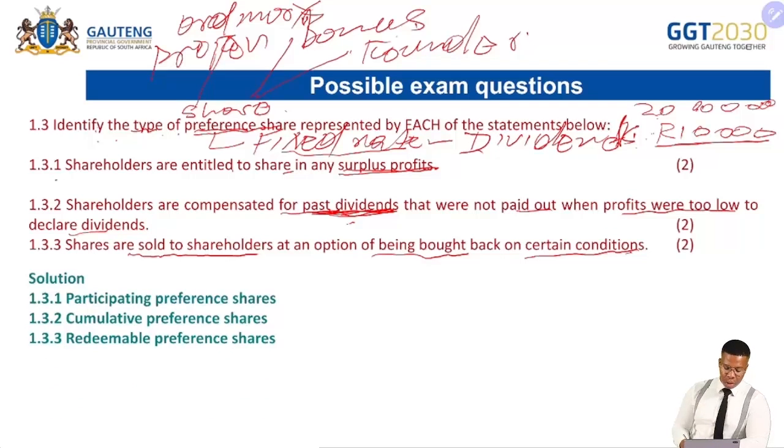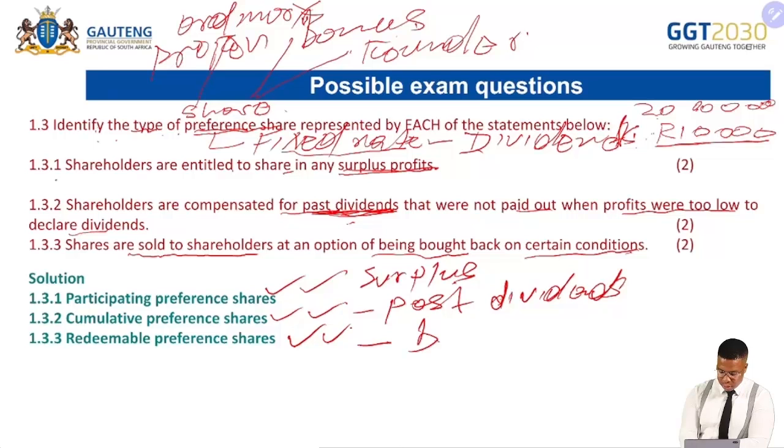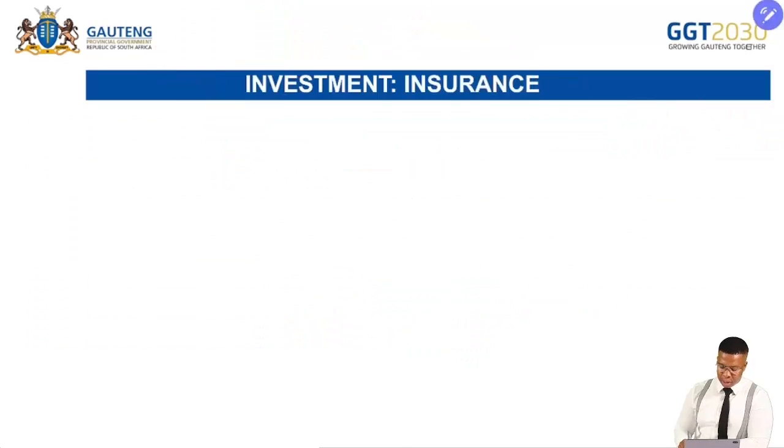So when you're looking into the solutions, you have there participating, 2 marks, cumulative. What is your keyword there? Your past dividends would be what now? Would be compensated. And then your keyword here becomes the issue of surplus profits. And then when you're looking into redeemable, these are your shares that can be bought back. When you buy them, they have an option of being bought back on certain conditions.